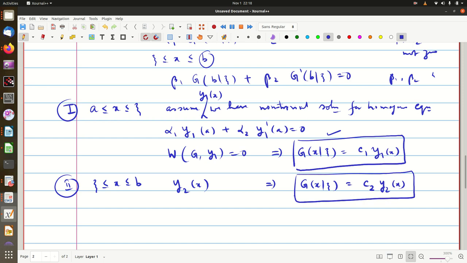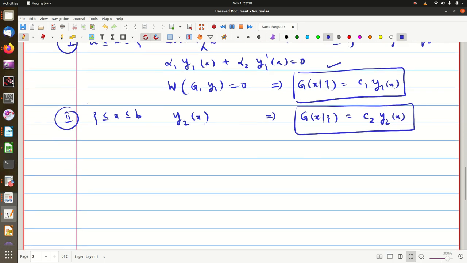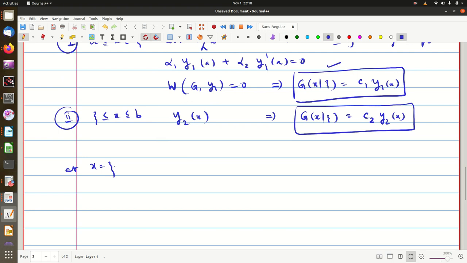That is the Green's function for this region. So now we need to determine c1 and c2. To determine c1 and c2, we have two conditions. One is g of x comma xi is continuous at x equal to xi. So at x equal to xi, g of x comma xi in region 1, that is c1 y1 of xi, should be equal to c2 times y2 of xi. This Green's function should be equal on both sides. This gives us one equation, c1 y1 of xi minus c2 y2 of xi equal to 0.